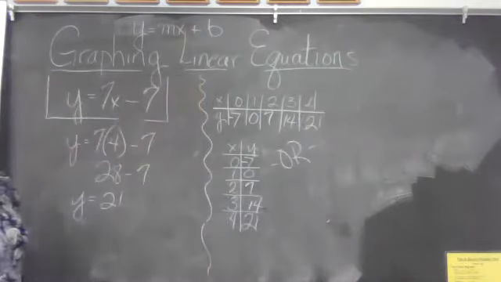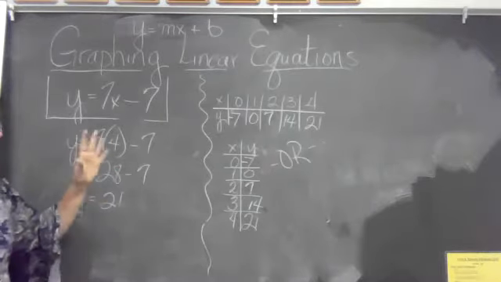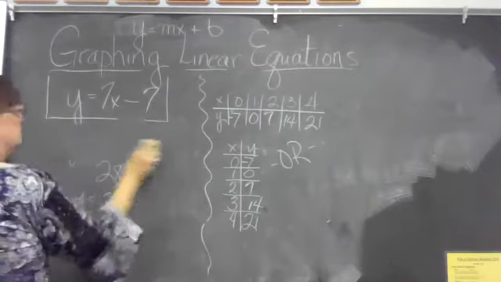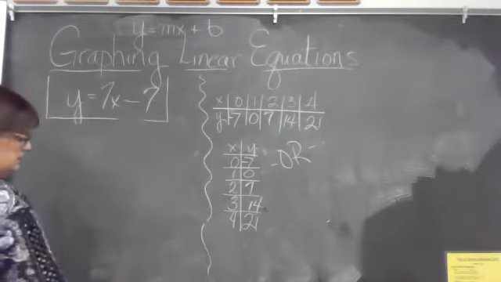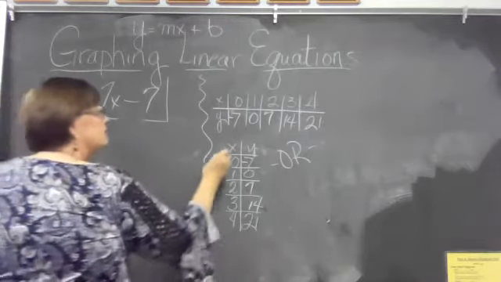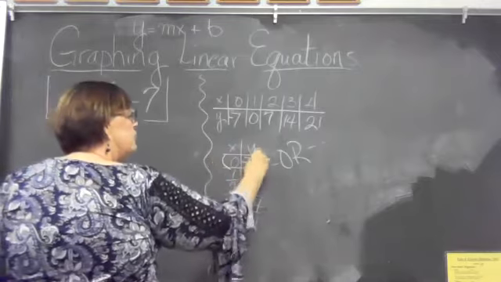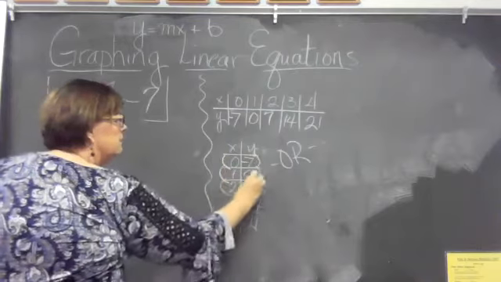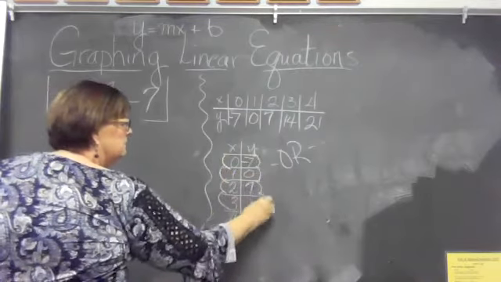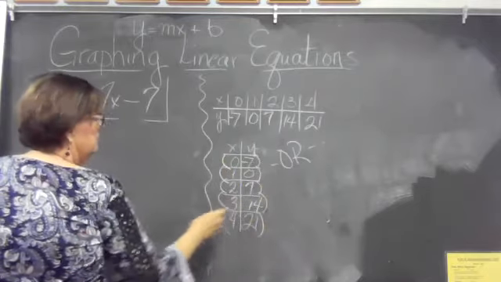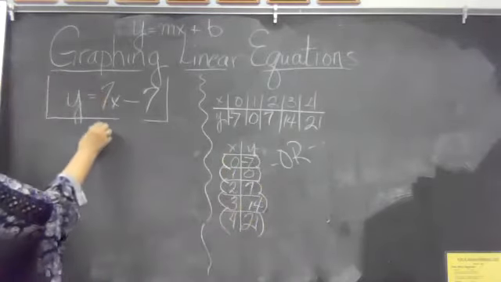Now that I have the t-chart filled out, I can use that information to graph this equation. What this t-chart does is give us points on the graph. So we're going to plot this point, this one, and this one, because this is the x, this is the y. We've been practicing plotting points on a graph.